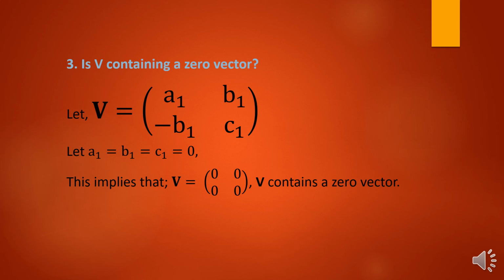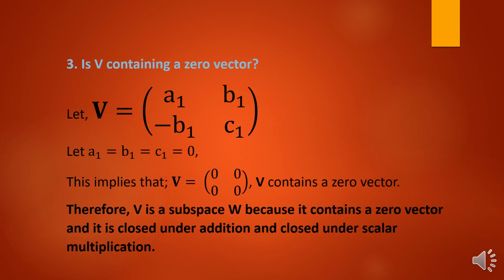So we are having a zero vector in V, and therefore all the conditions are satisfied. It implies that V is a subspace because it contains a zero vector, and it is closed under addition and closed under scalar multiplication. Thank you for listening.